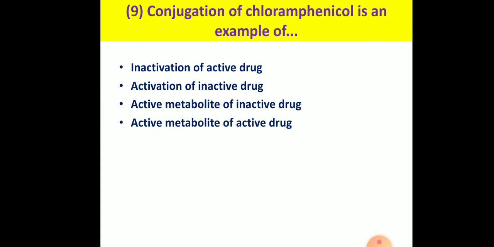Conjugation of the chloramphenicol is an example of. Now here you may think that okay, here I have to read in detail about how each and every drug is metabolized by which process and what will happen to the drug, then and then I can give the answer. That is true, but if you just think logically, conjugation is a phase 2 reaction, and in the phase 2 reaction the drug is going to be inactivated. Fine. And chloramphenicol is an active drug. So the answer will be inactivation of the active drug. Okay.